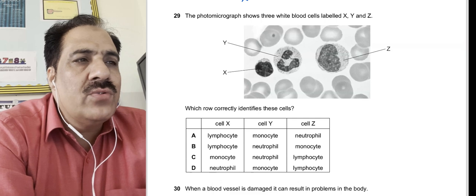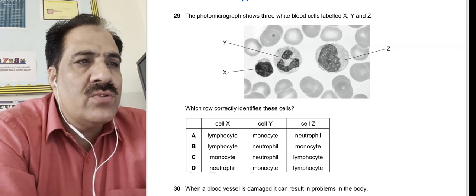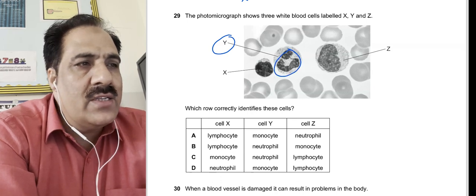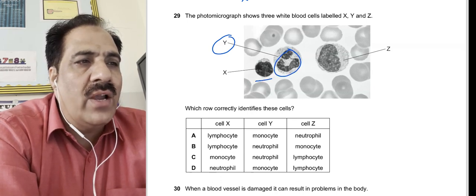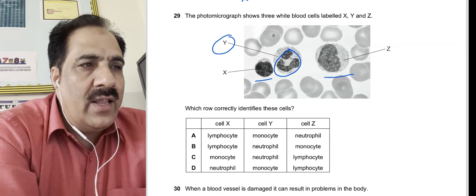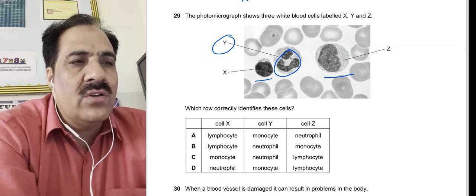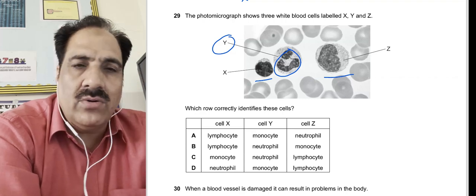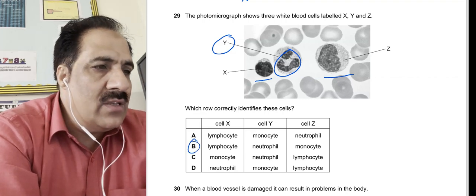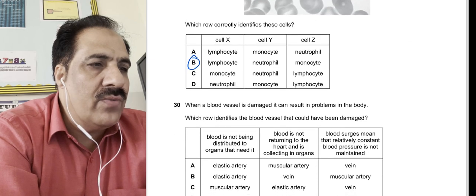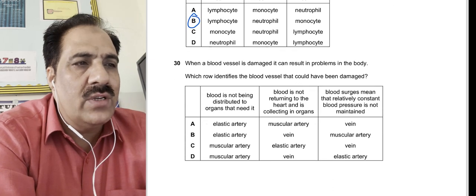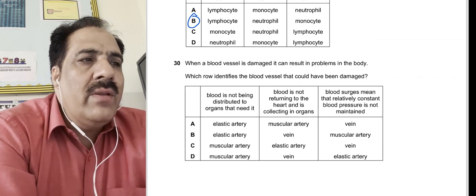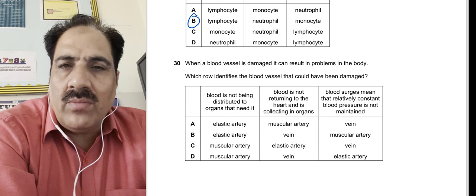The photomicrograph shows 3 white blood cells labeled X, Y, and Z. Which row correctly identifies these cells? I can clearly see that Y is a neutrophil because we can see the bilobed nucleus. Then X is a lymphocyte because lymphocytes are smaller than the macrophages or monocytes. So X is a lymphocyte, Y is a neutrophil, and Z is a macrophage or a monocyte. So this is the correct option.